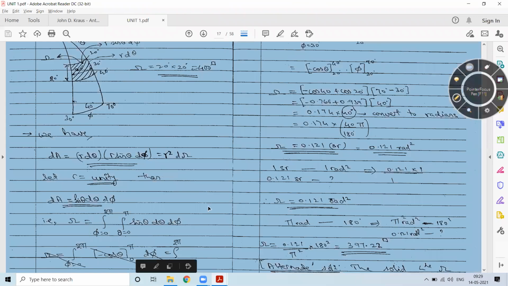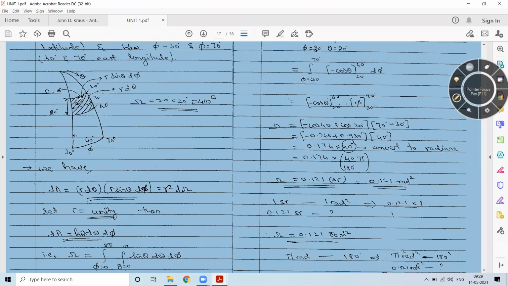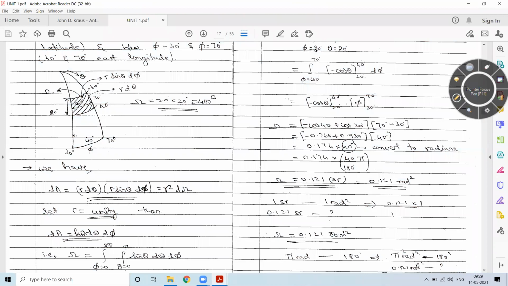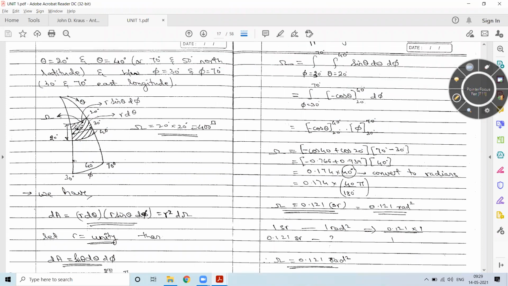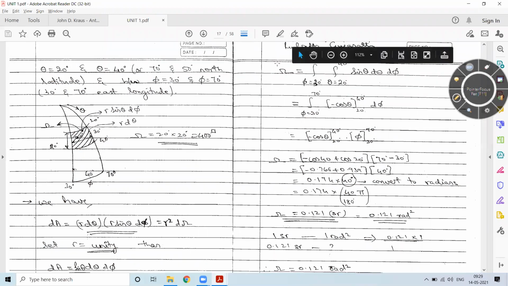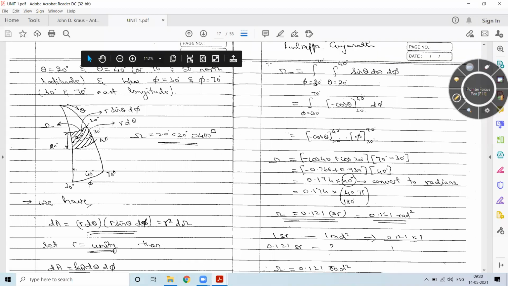This is the general form. But now you know that this elemental area is falling within theta of 20 degrees and 40 degrees and phi in the range of 30 degrees and 70 degrees. So directly you can refer to these angles and substitute in the equation. So omega is equal to integration of phi from 30 to 70 degrees and integration of theta from 20 to 40 degrees of sine theta d theta d phi. When you simplify this, you will obtain the overall result.